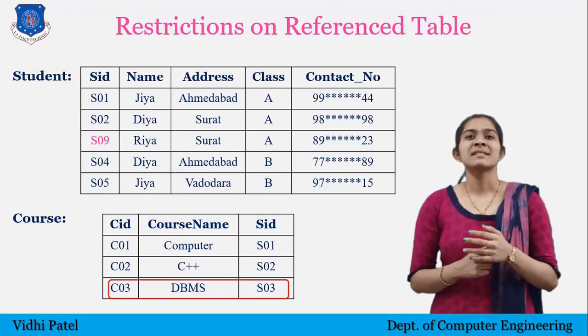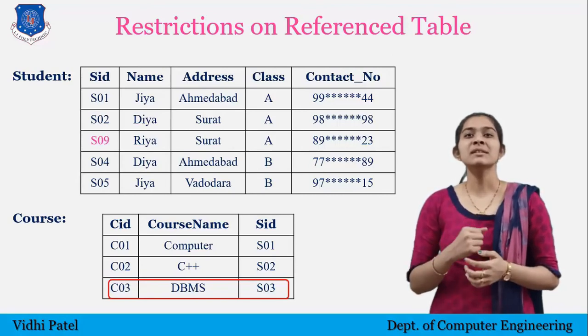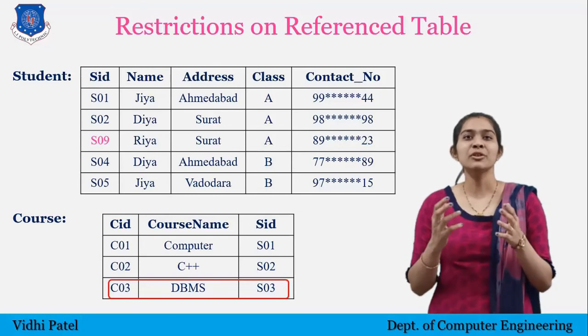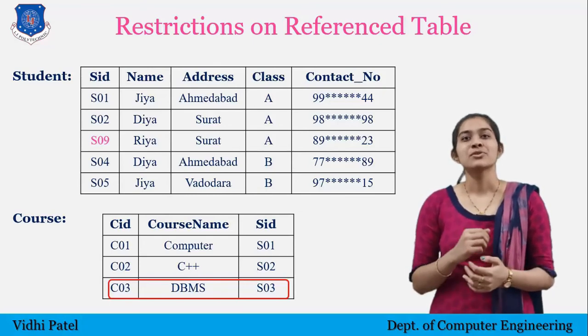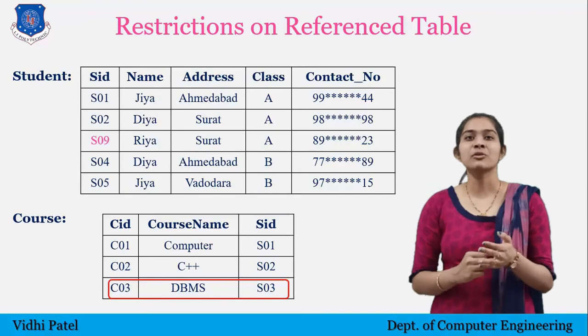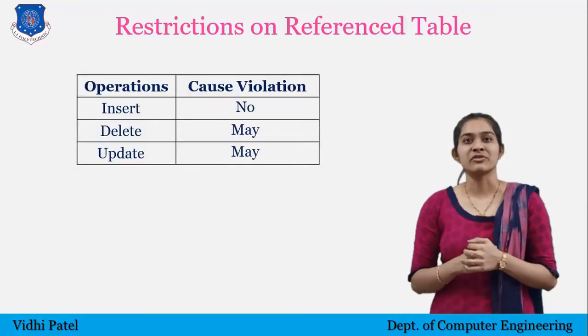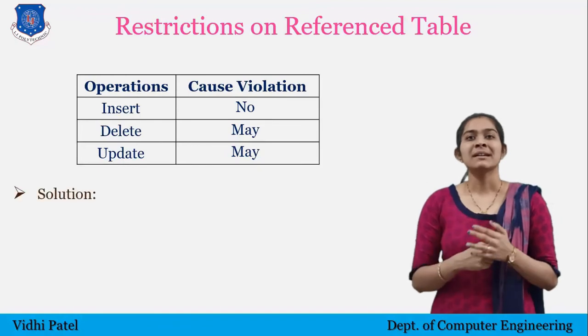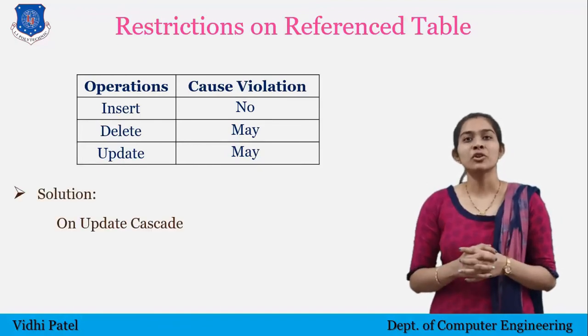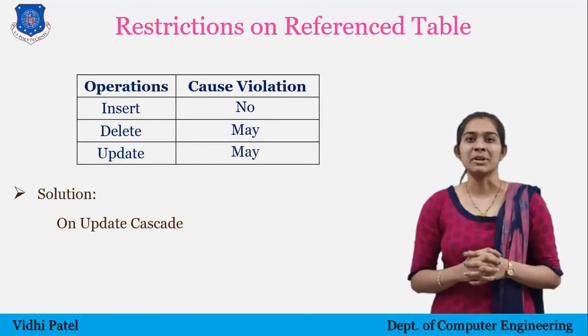S03 does not exist in the student table. The student is not in the university, then to whom is the course assigned? So, when you are updating any record, be careful because an update may cause a violation of constraint. Use ON UPDATE CASCADE to update values automatically in the referencing table.